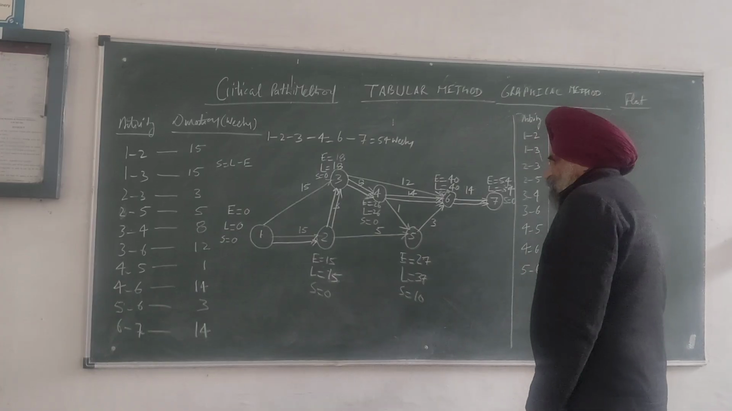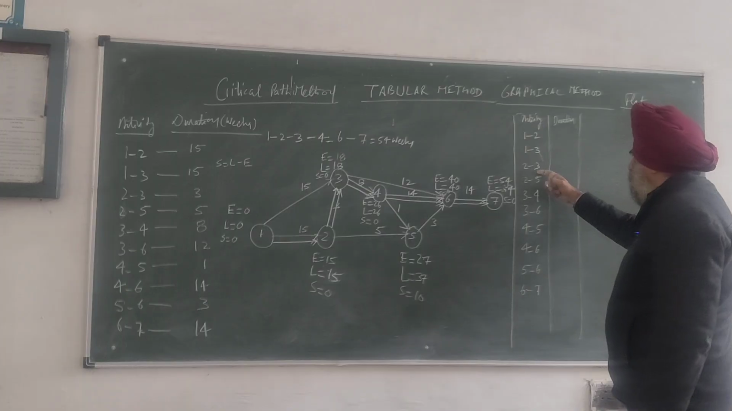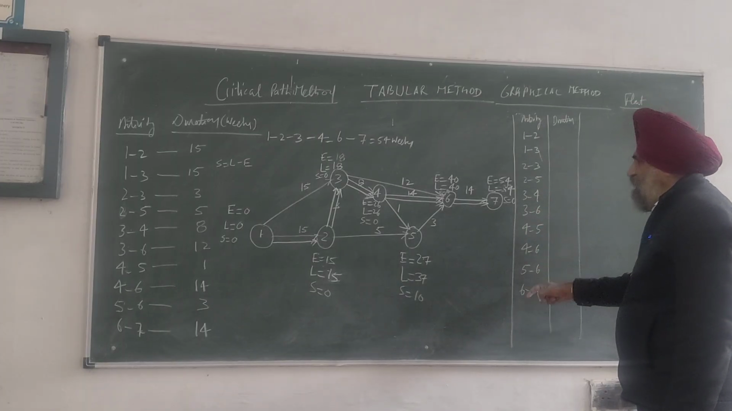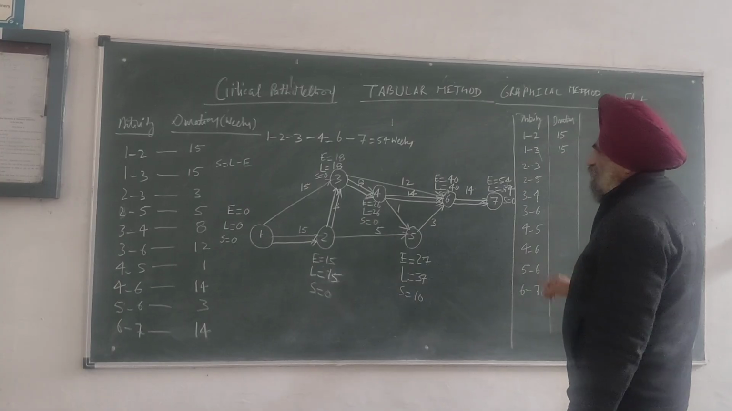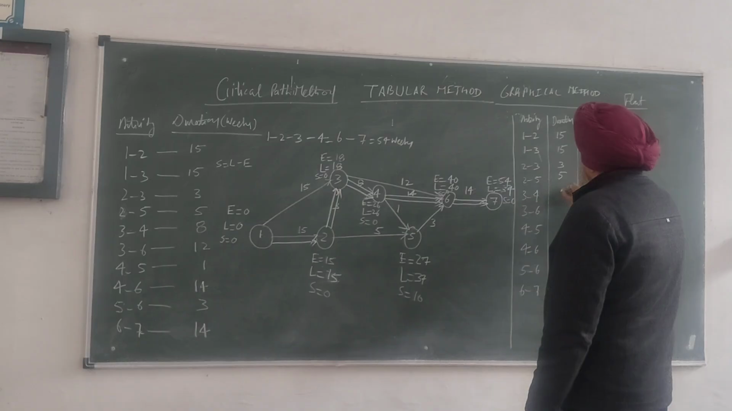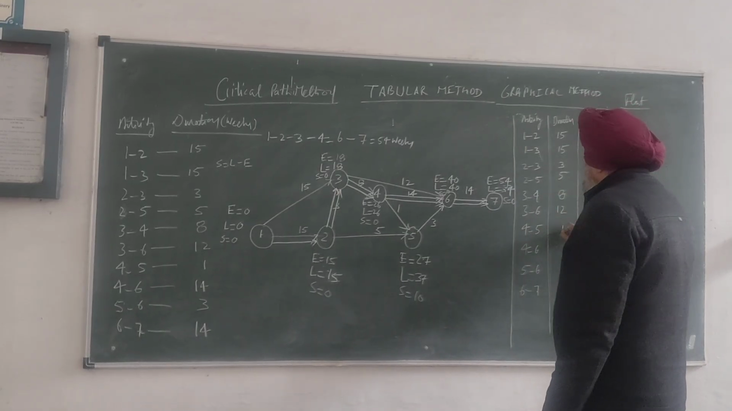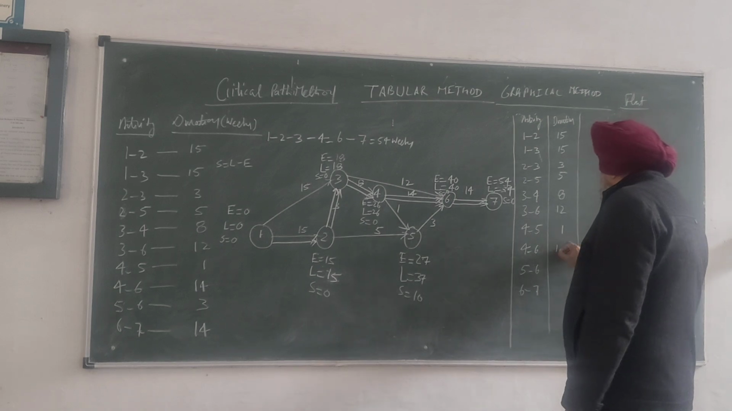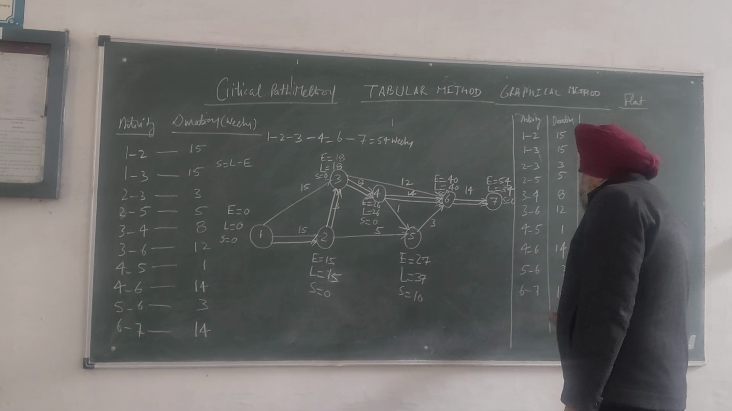5 to 6, and 6 to 7. If you look here, 1, 2, 3, 4, 5, 6, 7, 8, 9, 10. Now, what is the relation? This is 15 here, this is 15 here, here it is 3, here it is 5, here it is 8, here it is 12, here it is 1, here it is 14, here it is 3, here it is 40.